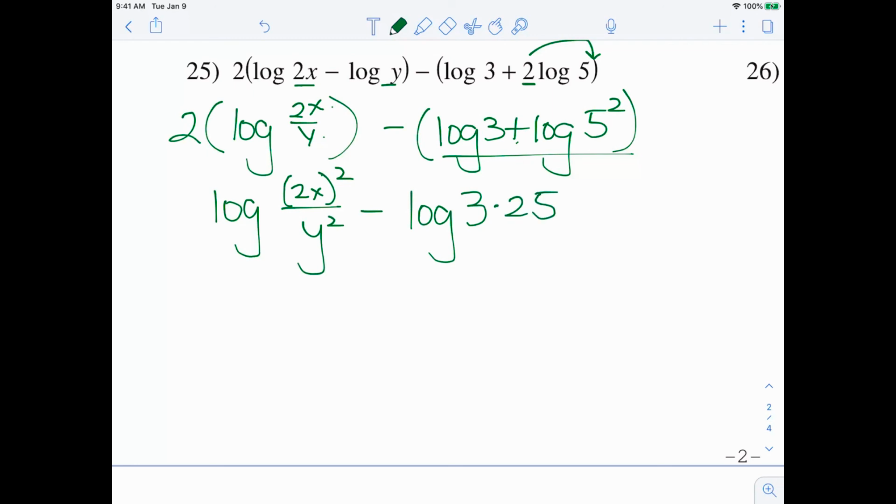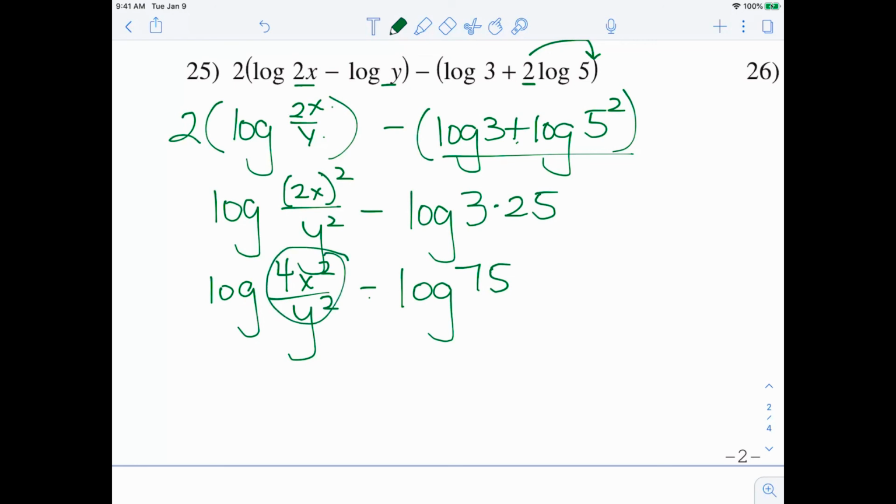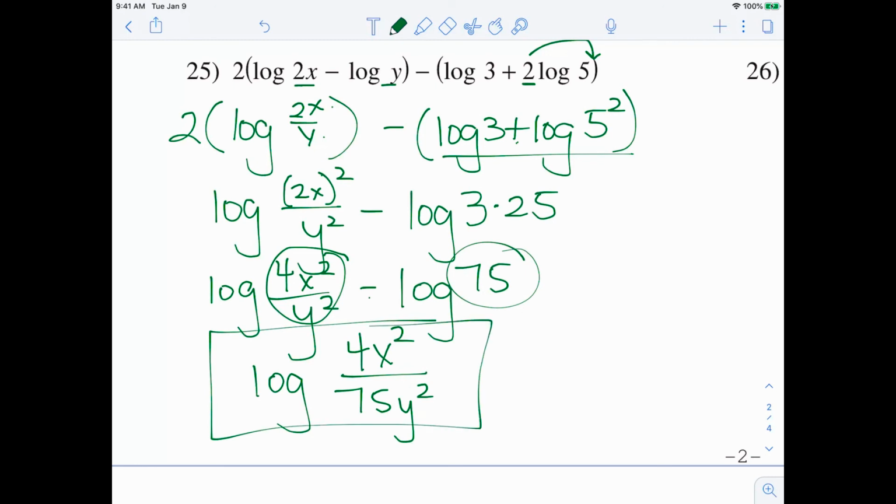Then I'm going to simplify a little further. So I end up with the log of 2 squared, which is 4, x squared over y squared, minus the log of 3 times 25, which is 75. Finally, because we are subtracting, to condense it to just a single logarithm, we're going to divide. So it would be 4x squared over y squared divided by 75. That will become log of 4x squared over 75y squared. And then that is our final answer.